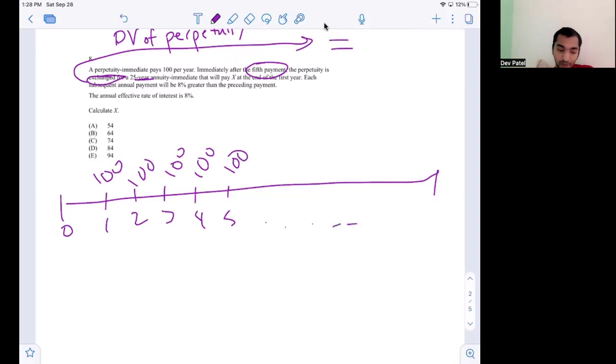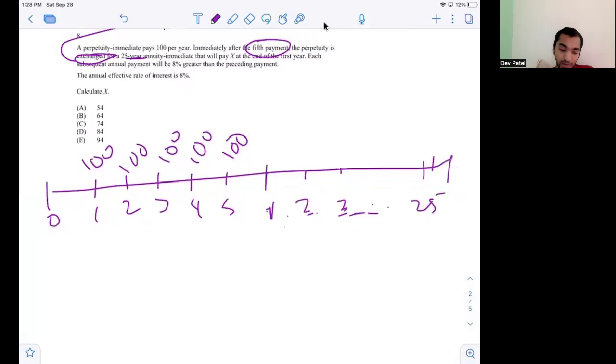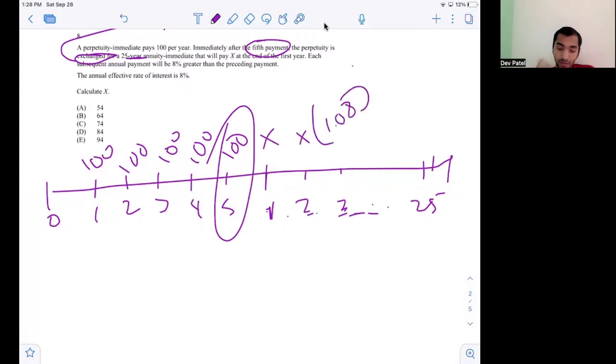And then we have a 25-year annuity. Let's say this is 0, and this is 1 from the 5 until 25. So we want to equate the present value of the perpetuity at time period 5, after the fifth payment, to the 25-year annuity immediate that's being paid out over 25 years. They're going to pay X, and it's going to increase by 1.08. So this will be X, then X times 1.08, then X times 1.08 squared, and so on.